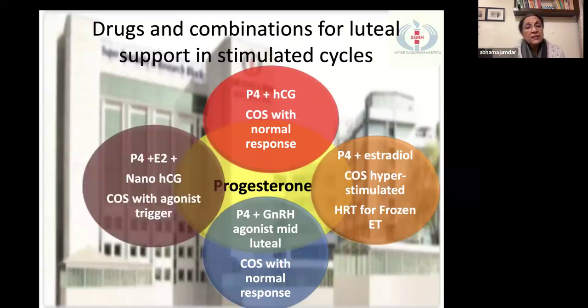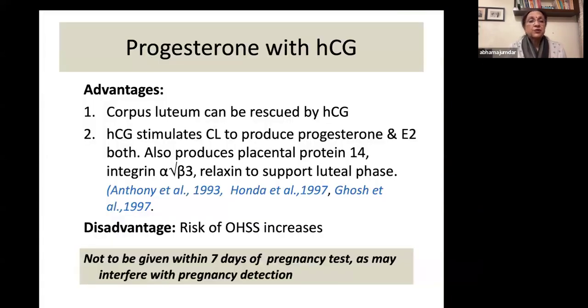And the last is when you give an agonist trigger, then you have to add a small dose of HCG to your progesterone and estrogen. So whether you give progesterone alone or you give progesterone with estrogen in a fresh transfer, if it is agonist trigger, add small amounts of HCG. If it is HCG trigger, you can just sit tight with giving only progesterone or a little estrogen with progesterone so that the estrogen levels don't drop very drastically in the luteal phase, especially if the patient is stimulated and has got very high follicular phase estrogen.